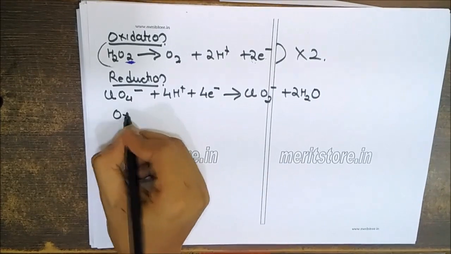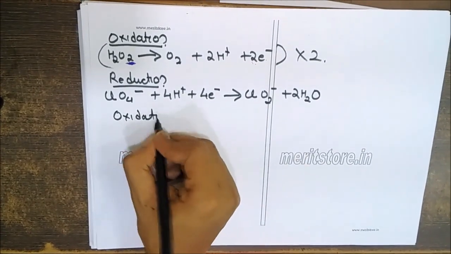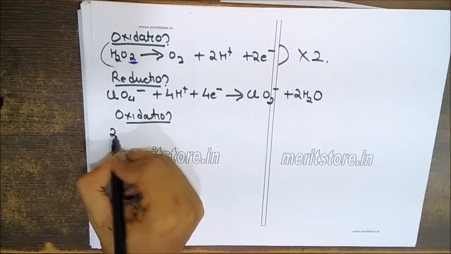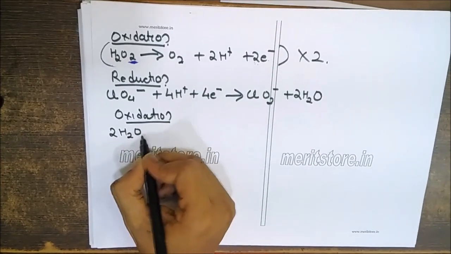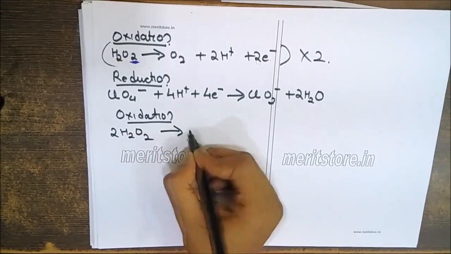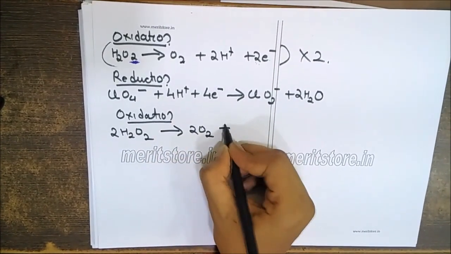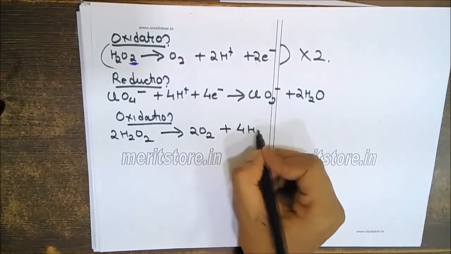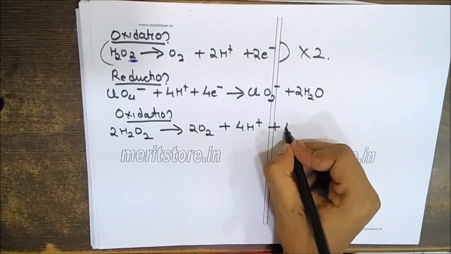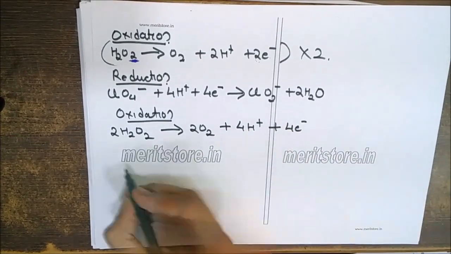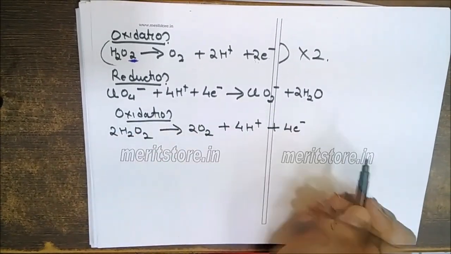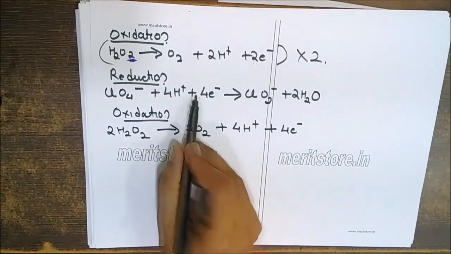I am rewriting my oxidation reaction and multiplying it by 2. So 2H2O2 forming 2O2 plus 4H plus 4 electrons. And my reduction reaction is this. Now we see electrons are balanced.